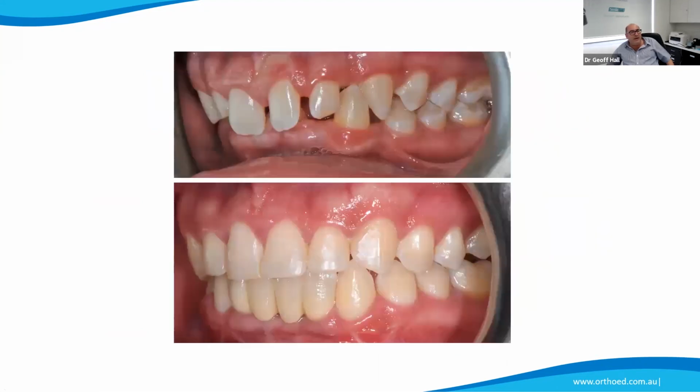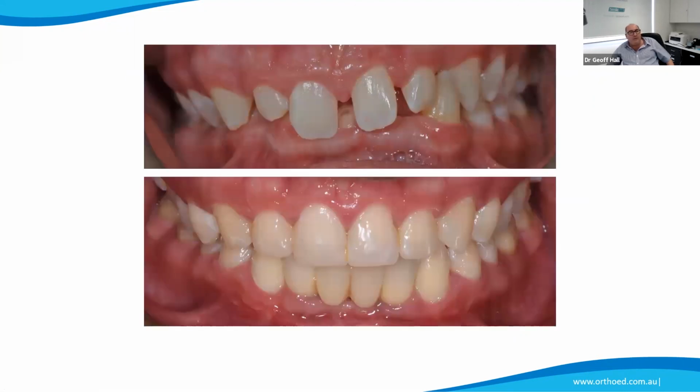From there to there. Now this is just a temporary bridge. He's going to have the permanent bridge done later on. But all because we set it up in the right way.